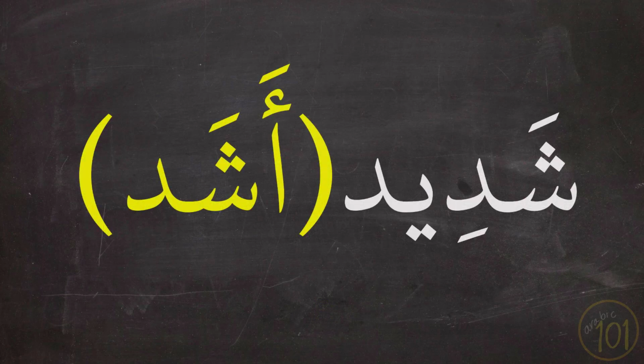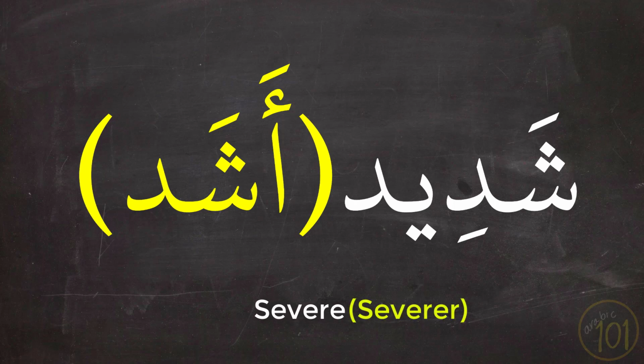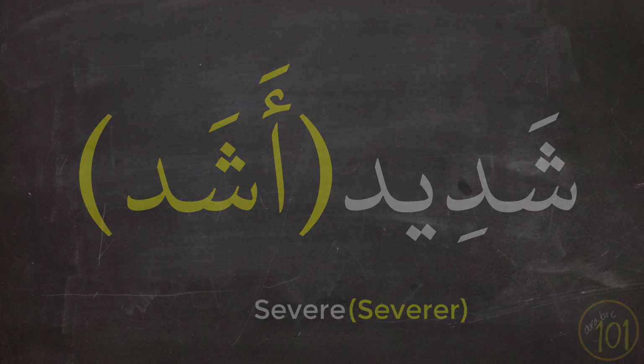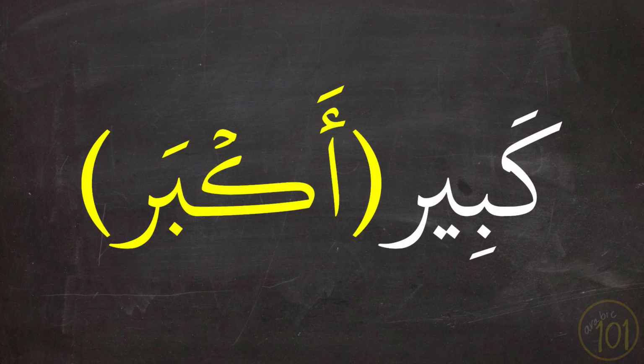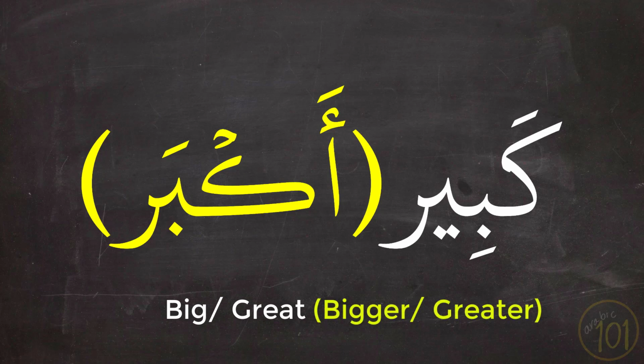Next is shadid, and shadid means severe or strong. And we derive from it the word ashad, and ashad means severer or stronger. Next is kabir, which means big or great. And from kabir we derive akbar, and akbar means bigger or greater.